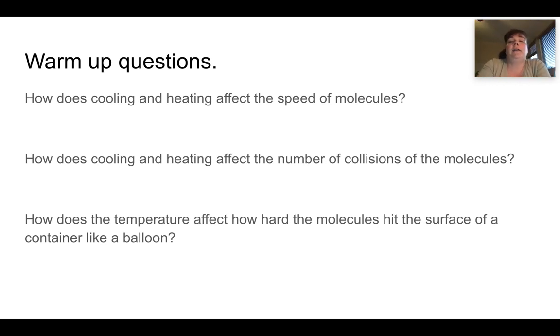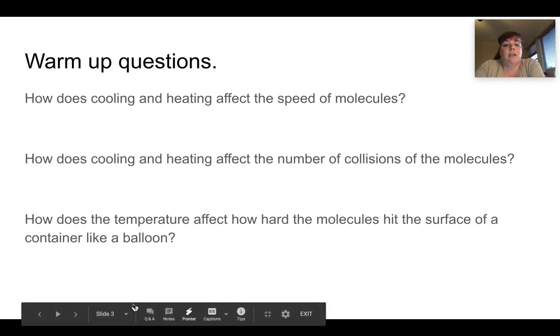Okay. How does the temperature affect how hard the molecules hit the surface of a container like a balloon? All right. Again, this goes right back to the other two. The temperature of the molecules gives it the speed. If it's warmer, it's going to have more speed. If it hits something with more speed, it's going to be harder. Just like if I was in a car and I was going fast, when I hit something like a barrier or a wall or a bus, then that would definitely have a harder impact than if I was going really, really slow.